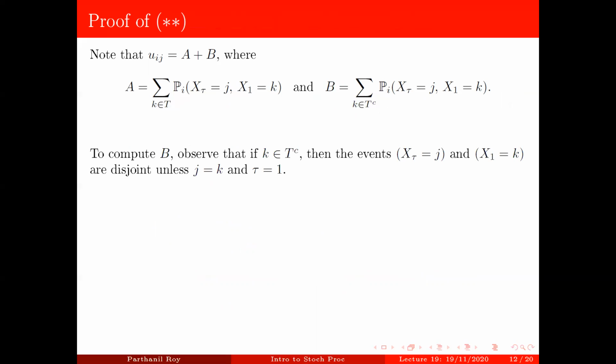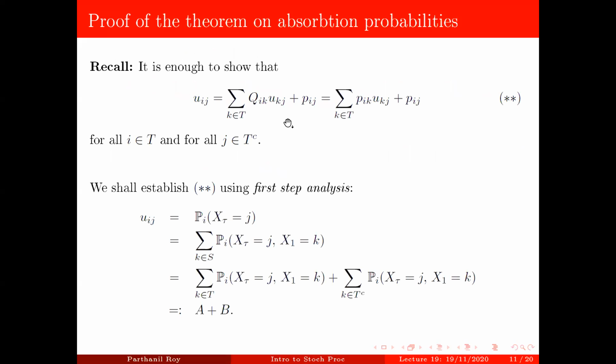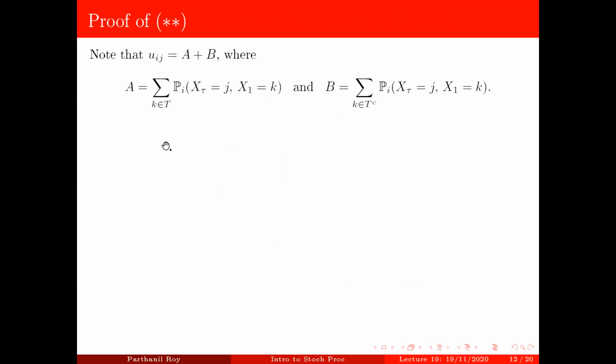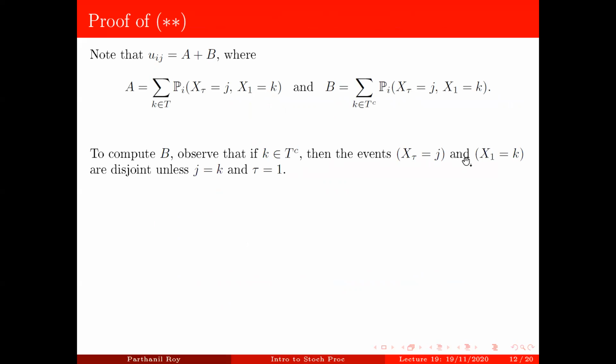Now here is the point, how to compute B. Observe that if k is already a recurrent state, then this event X tau equals j, where tau is the first time the Markov chain exits the transient states, means it hits the recurrent state j. On the other hand, X1 equals k, and k is already a recurrent state, means X1 is already a recurrent state. Remember, we are starting at i, which is a transient state. And already in the first step, we are reaching a recurrent state.